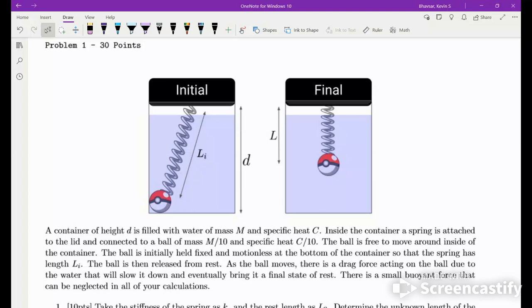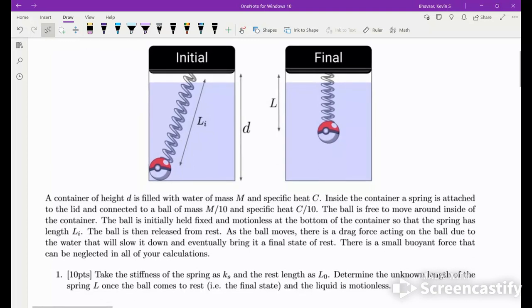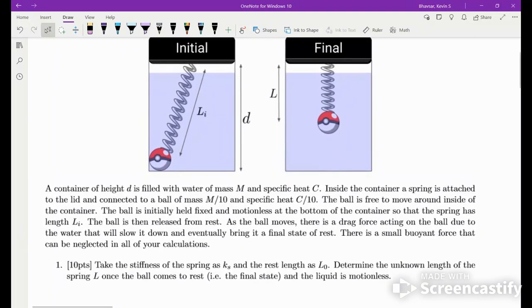This is test 3, problem 1. We have a ball hanging from a spring submerged in a tank of water. The spring, after it's released from rest, will contract a little bit, and we need to find the final length of the spring.